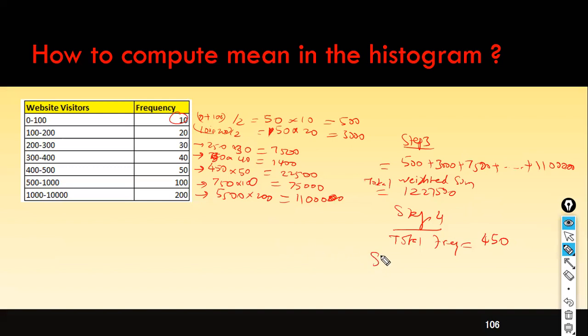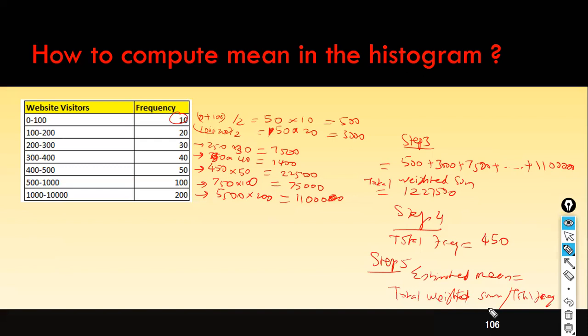And then in step 5, here the estimated mean. We always have to say estimated mean. Okay, this is not the exact mean. The estimated mean is equivalent to the total weighted sum divided by total frequency. Got it? This is how you will have to find it out.